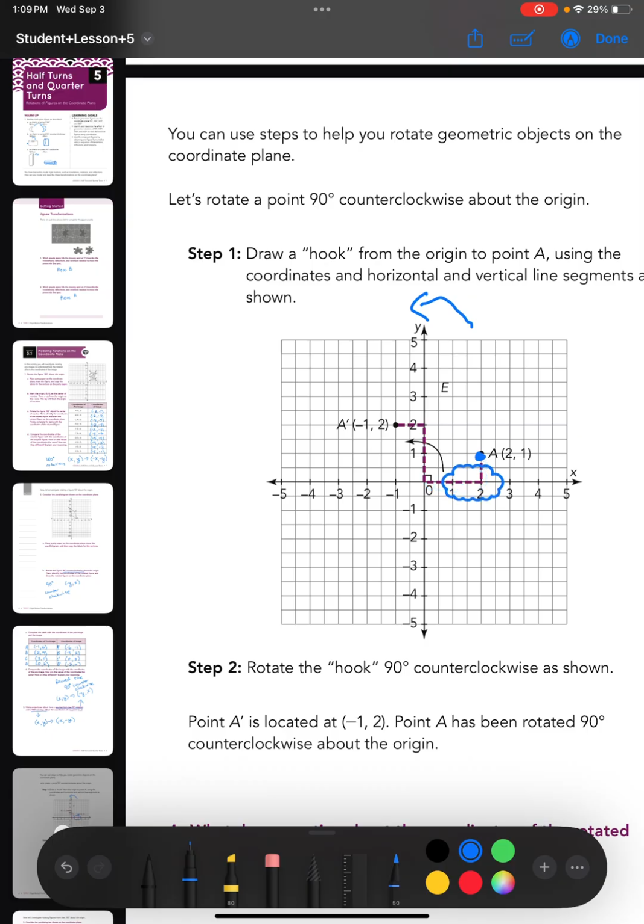1, 2 up. So if we want to go to the counterclockwise direction 90 degrees, we go to our other axis, 90 degrees around. So now we're looking at the y-axis, and we'd go up 1, 2, 3, 4, left 1, 2. So there would be that point rotated 90 degrees counterclockwise. And if you notice, 2, 1, it followed that rule of negative y, x and became negative 1, 2. Okay, so that's why that rule works for rotating 90 degrees counterclockwise.